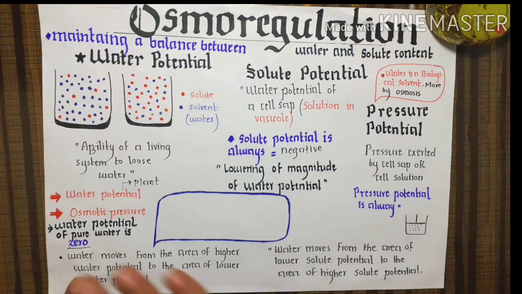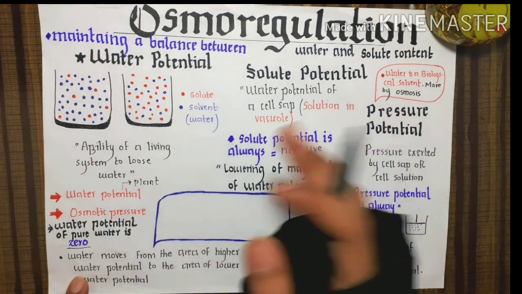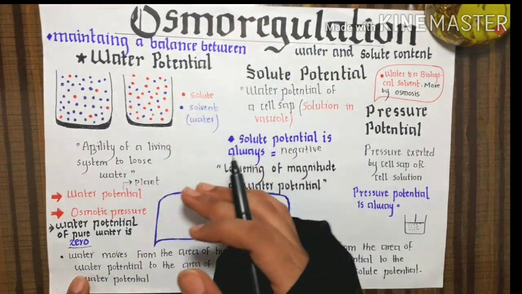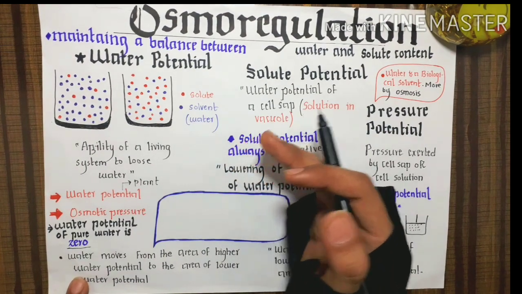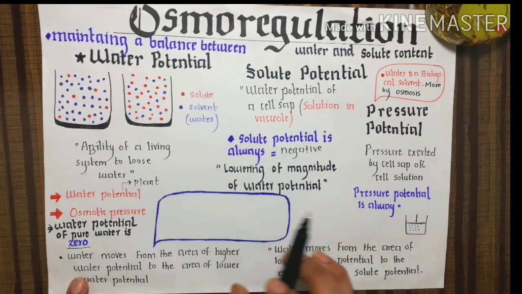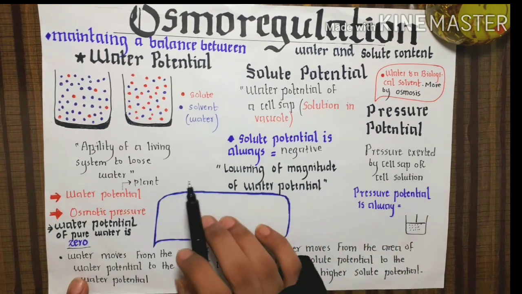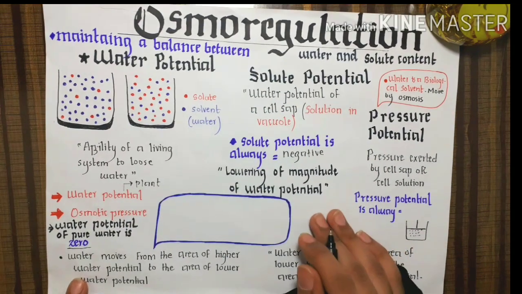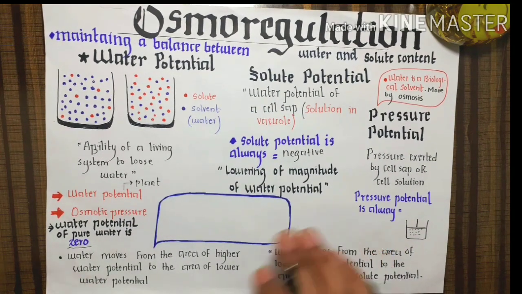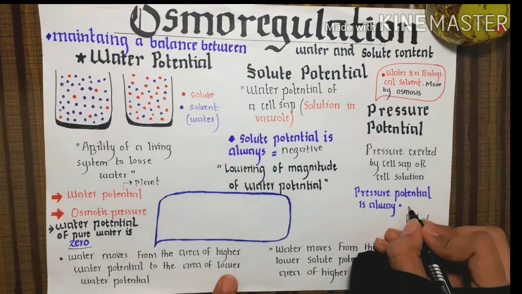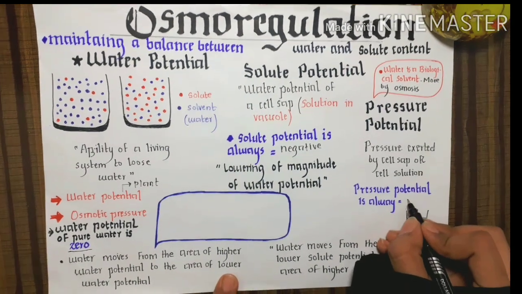So we know that the water potential is 0 for pure water. When we add solute particles, the water potential decreases and the solute potential increases. So we can write that the lowering of the magnitude of water potential is the solute potential, and solute potential is always negative. But when we apply pressure, the molecules start moving so fast and their kinetic energy increases, so the pressure potential is always positive.